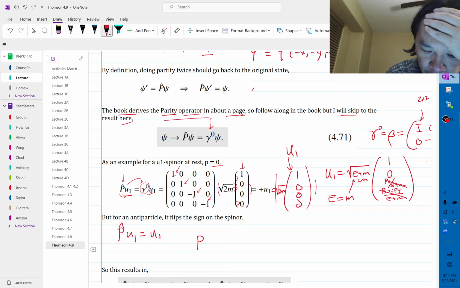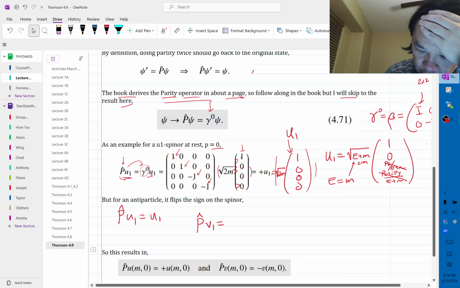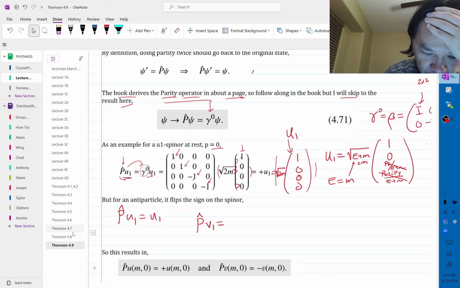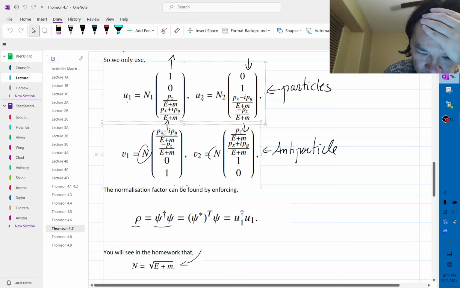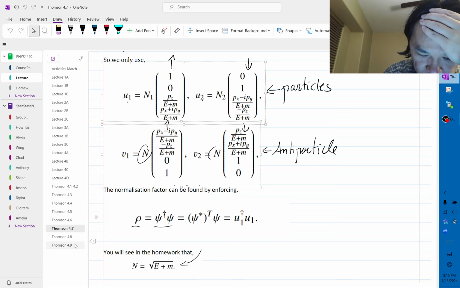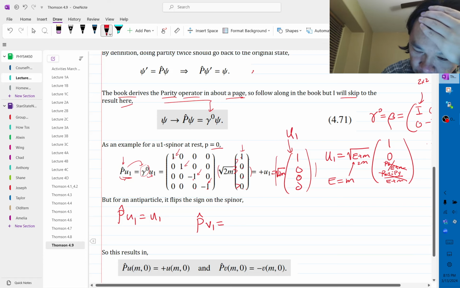For antiparticles, let's do this for V1 just for the sake of it. Once again, the particle is at rest, and in fact I'm going to go back to make sure I write the antiparticle U1, V1 correctly. So you have the Px, Py with a negative sign, and then negative Pz, and then on the bottom you have 0. So hopefully I remember how to write that.